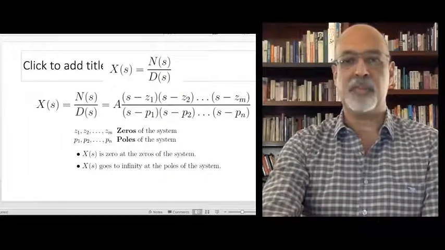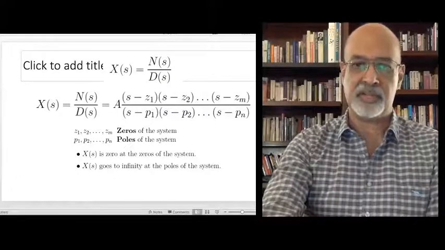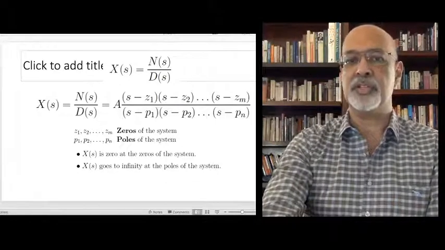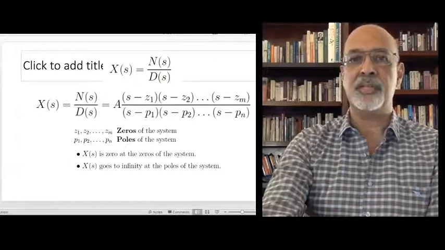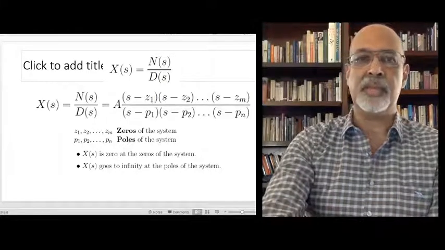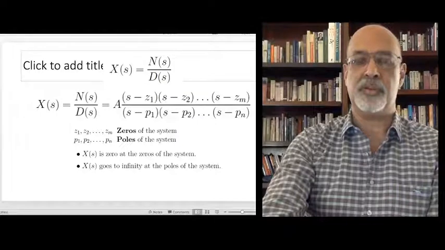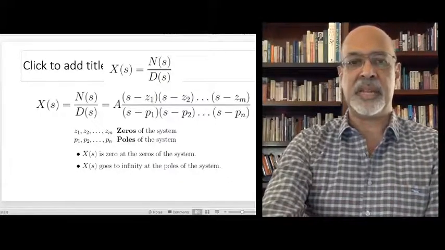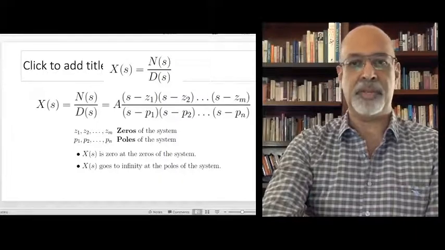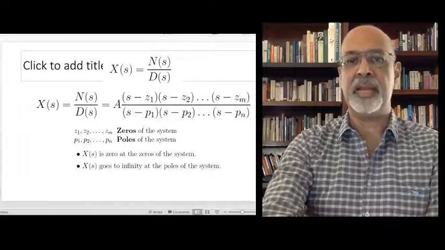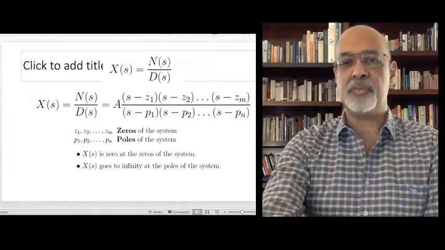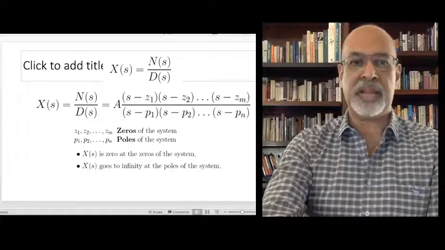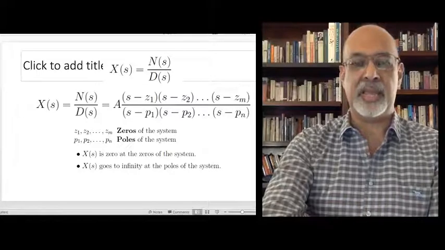And if 0 is multiplied by anything, you still get 0. So at any of the zeros of the function, as z1, z2 all the way up to zm, the function will go to 0. And at the poles of the system, when s takes on the value p1, p2, all the way up to pn, any of these values will result in a 0 in the denominator, which means that X(s) will go to infinity at these values.